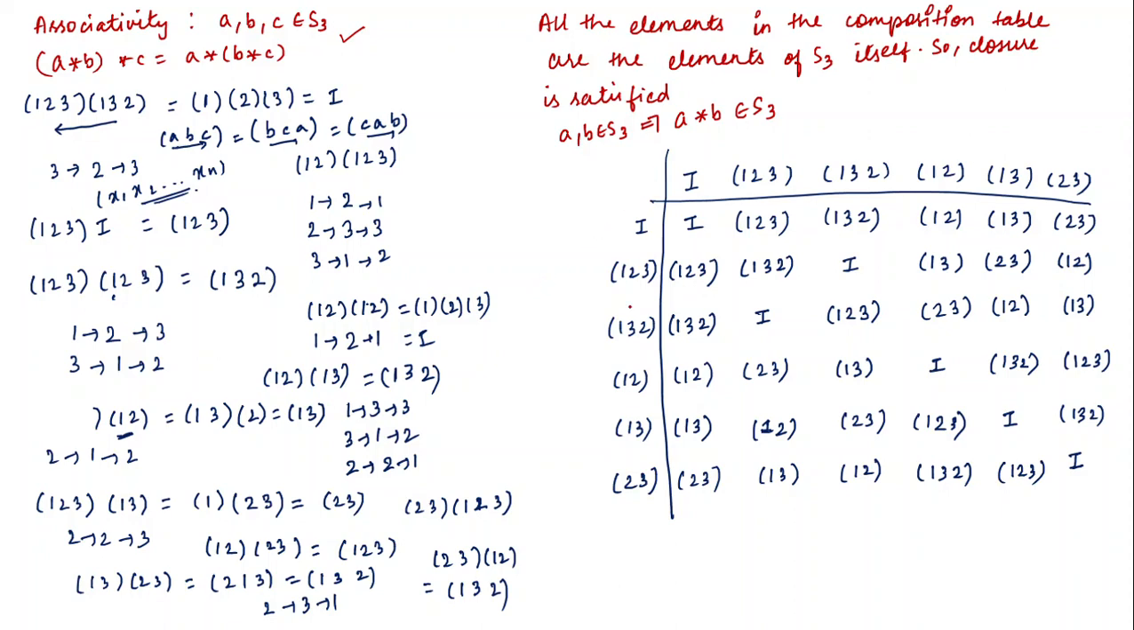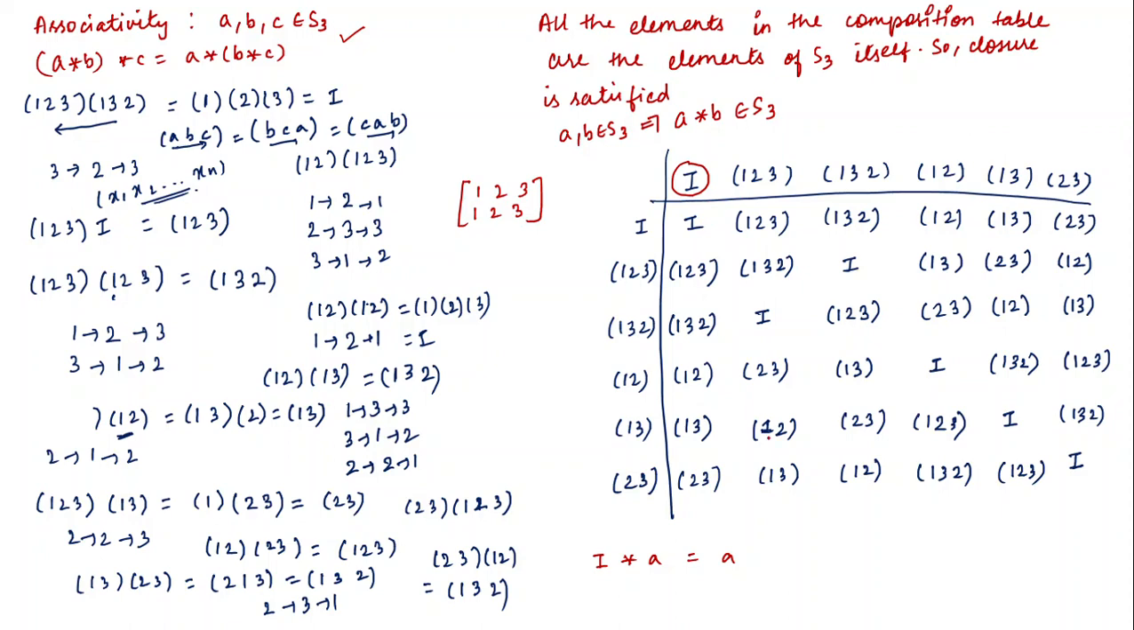So clearly while making the composition table, you can observe that this particular element identity I, which is basically the permutation, is the identity element in S3 because I operated with any element A of S3 gives you A itself. I operated with I gave you I. I operated with 1, 2, 3 gives 1, 2, 3. I with 1, 3, 2 gives 1, 3, 2. I with 1, 2 gives 1, 2 and so on.